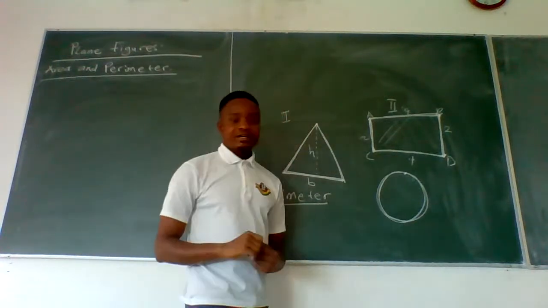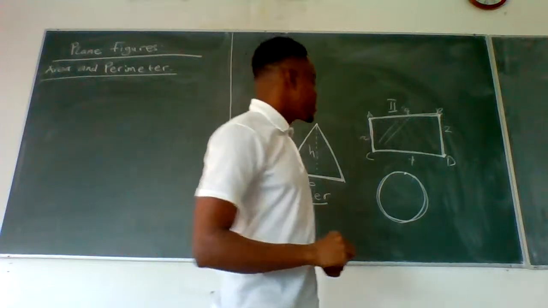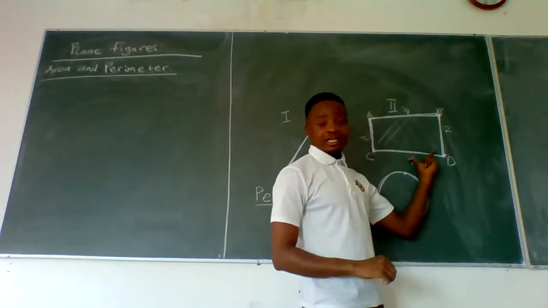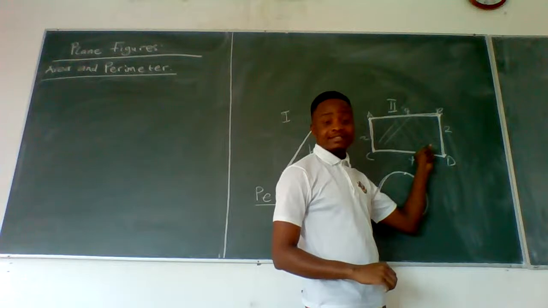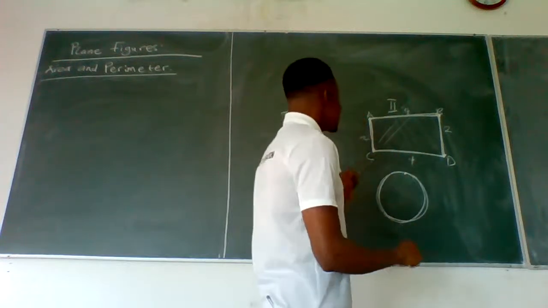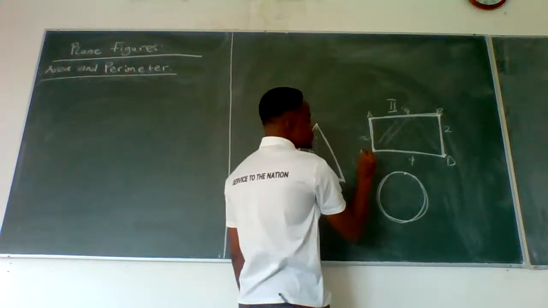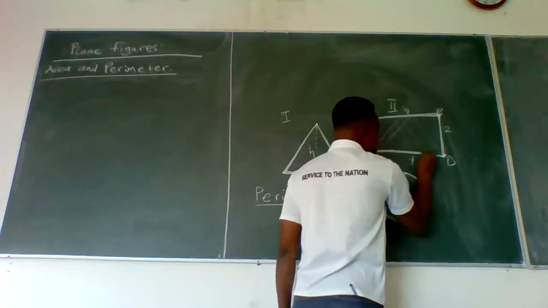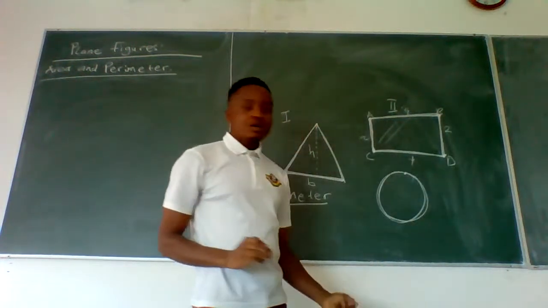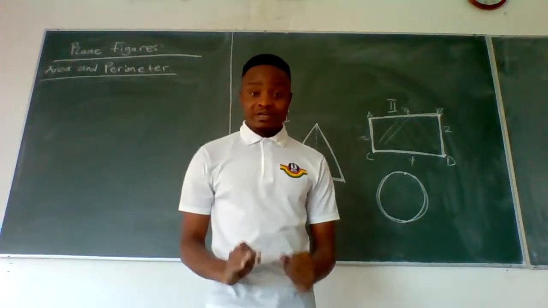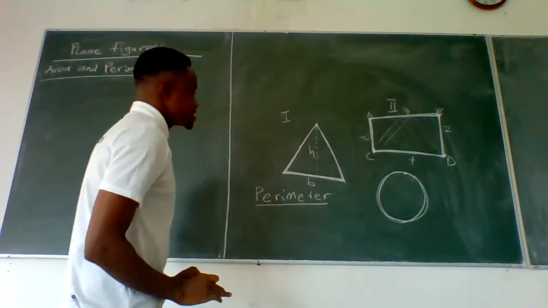Let's look at the rectangle. How does it look like? This figure here is a rectangle. You see, this side AB is equal to CD. That is, two opposite sides are equal.